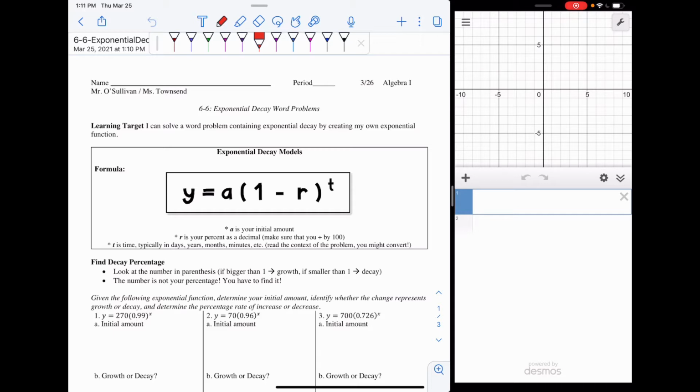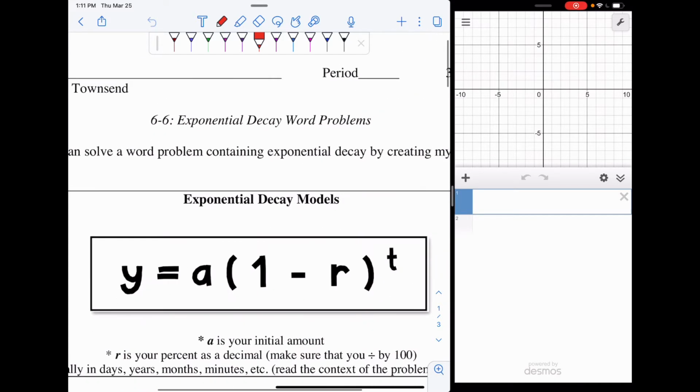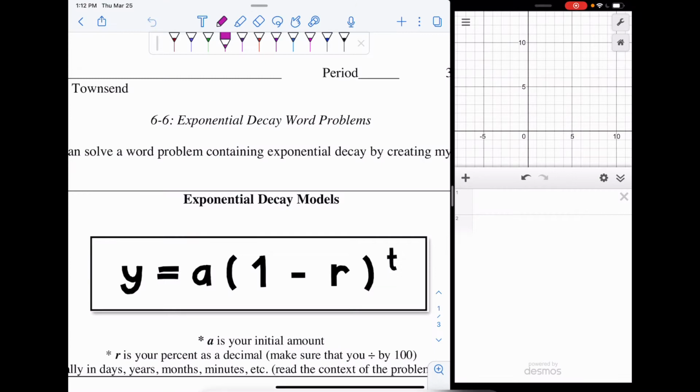So today's learning target is I can solve a word problem containing exponential decay by creating my own exponential function. And here's the thing, whenever we see the word decay, I want you to think of getting smaller. So let's write that in. Decay means to get smaller.